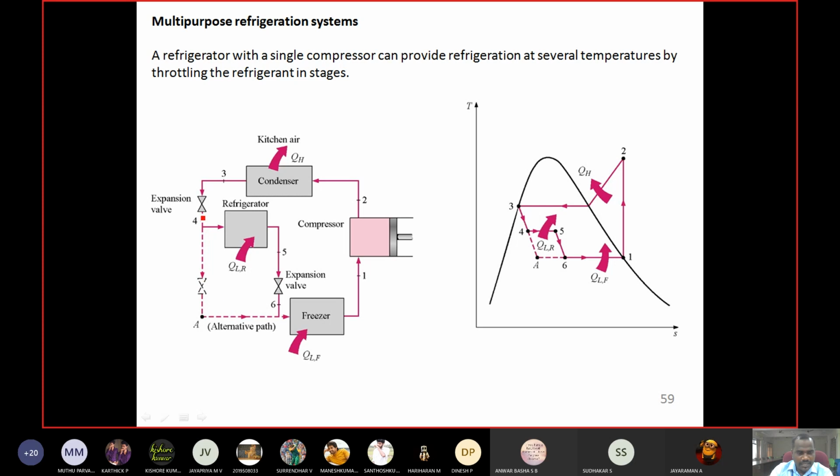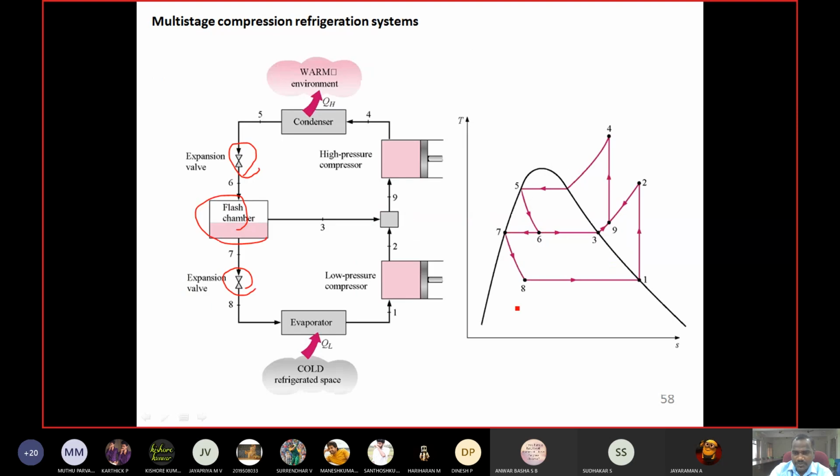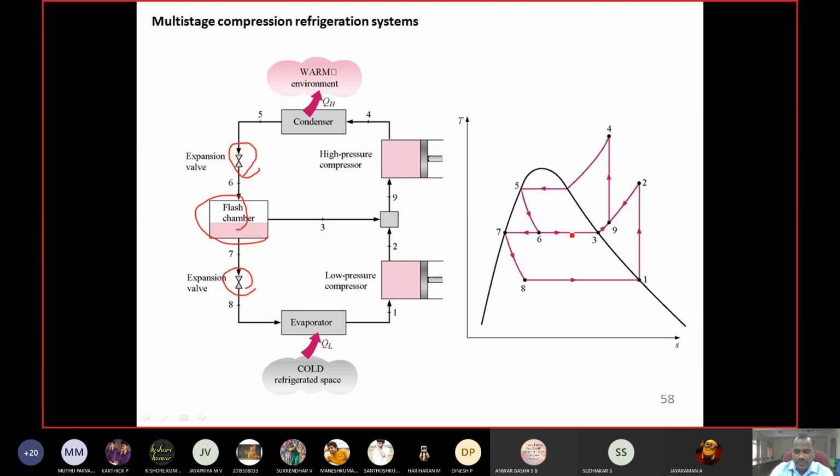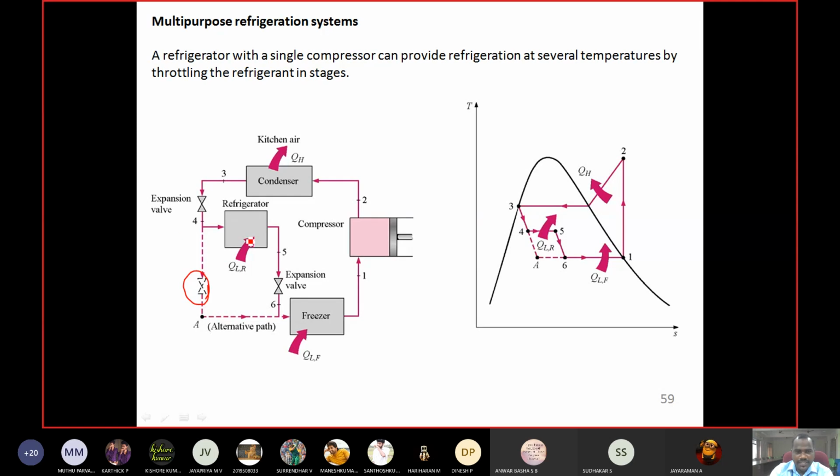Then there is a multi-purpose refrigeration system. Here also there are expansion valves, but an alternative path is also provided. You can compare these two. They will be the same, but you can compare slide number 59 and slide number 58. Both are the same, but the change in the expansion valve is what matters. We can have the refrigerator in between these two expansion valves, which means we can get this kind of TS diagram that will also give the improved COP.